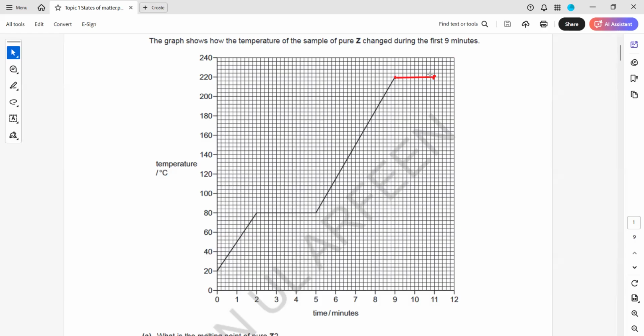So from 9 to 11, the temperature will be constant. Why? Because it is boiling. When a substance boils, the temperature does not change. So we are not supposed to draw a line which is at a certain inclination or angle or gradient. It should be a horizontal line whenever there is a change in the state.